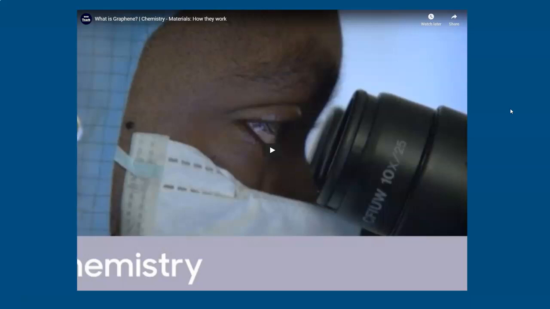So that's enough from me. You need to get cracking on that worksheet and make sure you complete it ready for next lesson, where there'll be a quiz on the forms of carbon, and then you'll be looking at polymers.